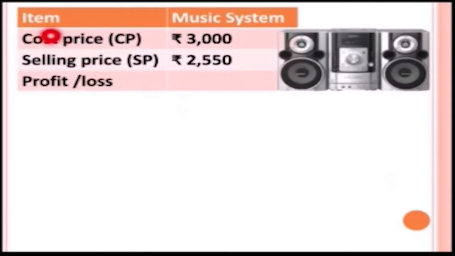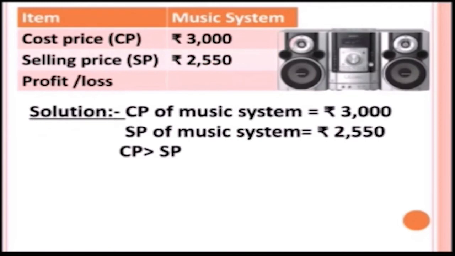Next question. Here the item is music system. The cost price of the music system is rupees 3000 and the selling price of the music system is rupees 2550. So we have to again calculate the profit or loss. According to the question, we know the cost price of the music system is rupees 3000 and the selling price is rupees 2550, right? So we can compare and clearly see which is greater. Yes, the cost price of the music system is greater than the selling price. So in that condition again there is loss. So loss is equal to CP minus SP.